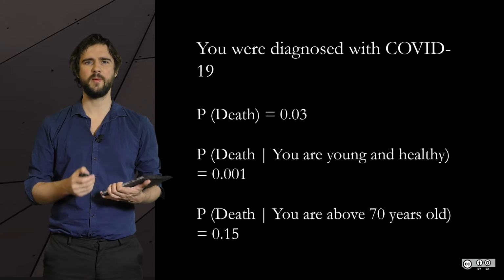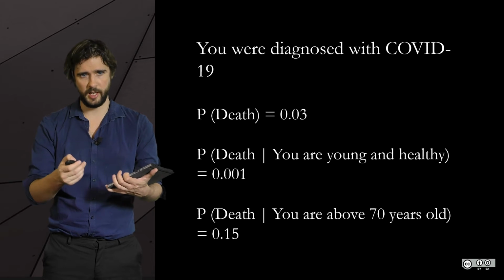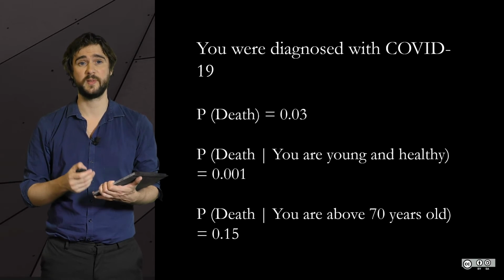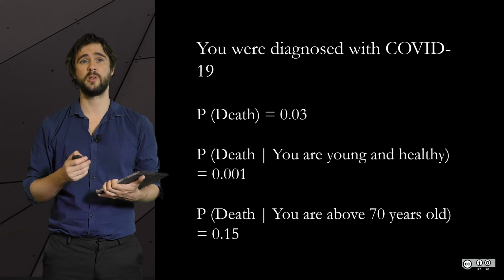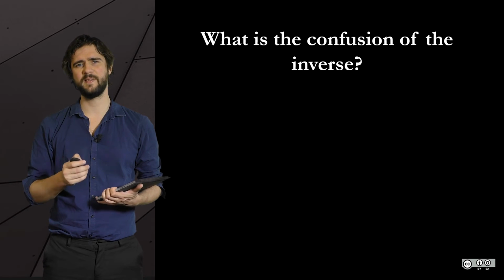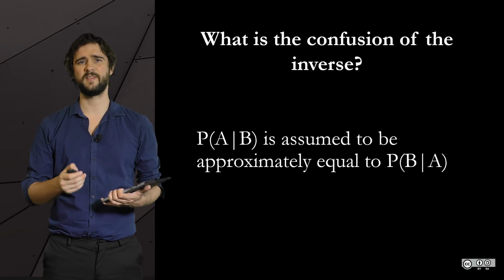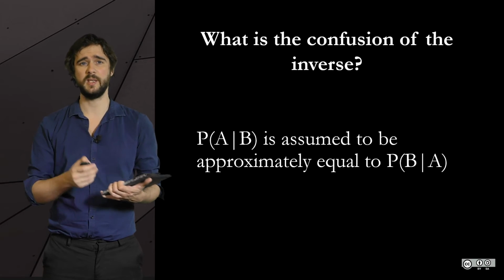Okay, now that hopefully you understand the symbols that I'm using and the underlying concept, let's talk about the confusion of the inverse, also called the conditional probability fallacy. You are committing the fallacy if you believe that the probability of B knowing A is roughly equivalent to the probability of A knowing B.